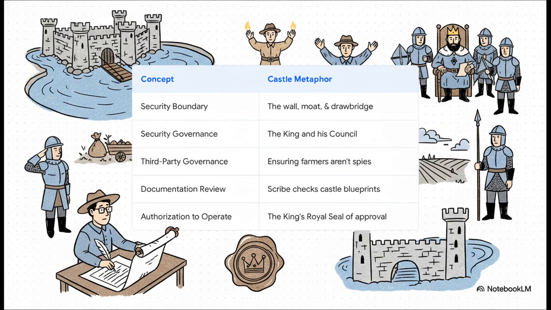The documentation review, that's the royal scribe, poring over the castle blueprints to make sure there are no hidden tunnels or weaknesses. And finally, that authorization to operate we talked about, that's the king's royal seal of approval on a decree, giving the official go-ahead for the guards to start their watch.